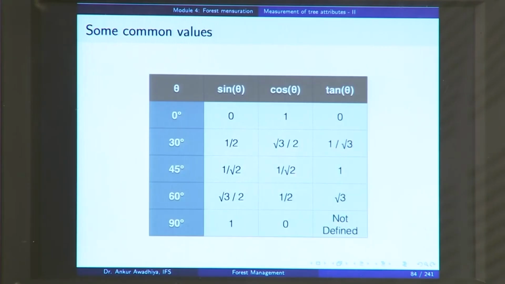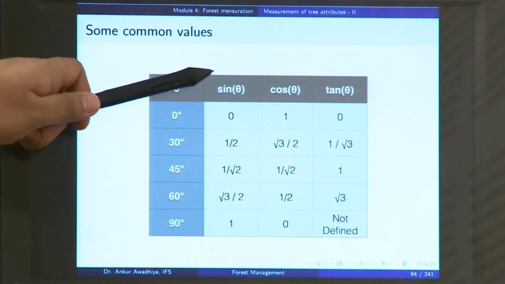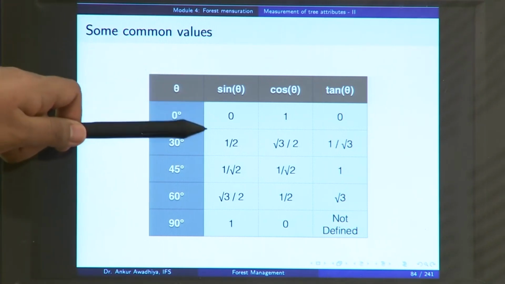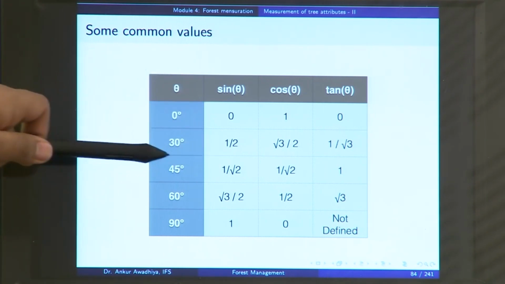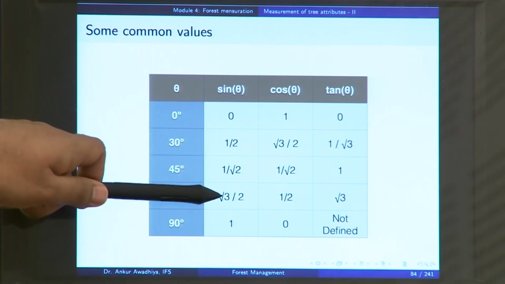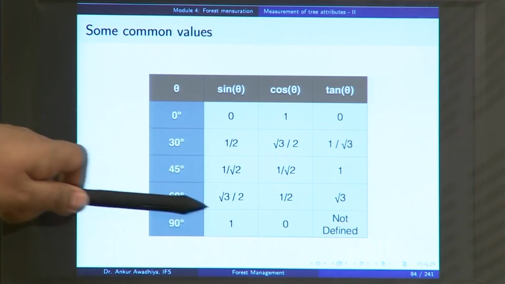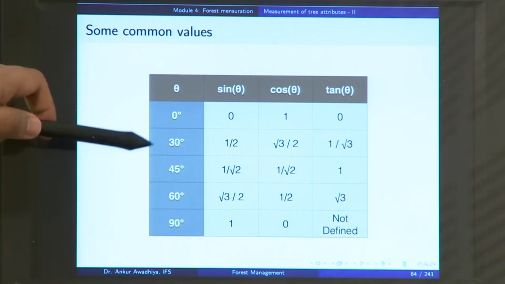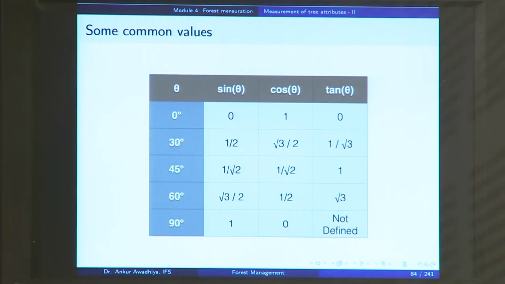Now, the common values that you will generally use are these. In the case of sin theta, for 0 degrees it is 0, for 30 degrees it is half, for 45 degrees it is 1 by root 2, for 60 degrees it is root 3 by 2, and for 90 degrees it is 1. So, sin 90 degrees is 1, sin 45 degrees is 1 by root 2, and so on.